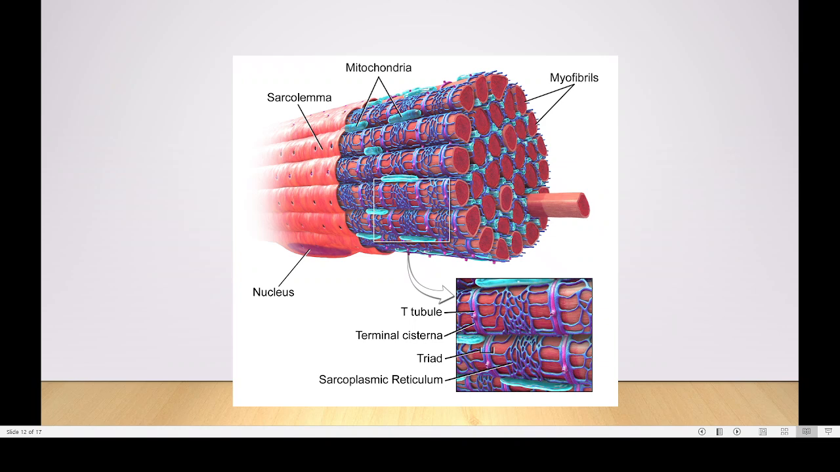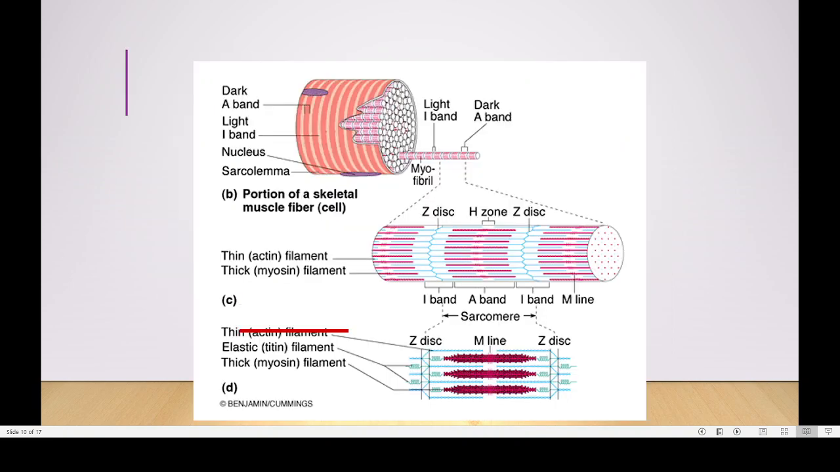You can see the T-tubules, these kinds of tubules. These are known as T-tubules. They are arranged transversely, and they help in the transfer of calcium ions from the sarcoplasmic reticulum or endoplasmic reticulum. So that is the function of a T-tubule. Then another point regarding the muscle.